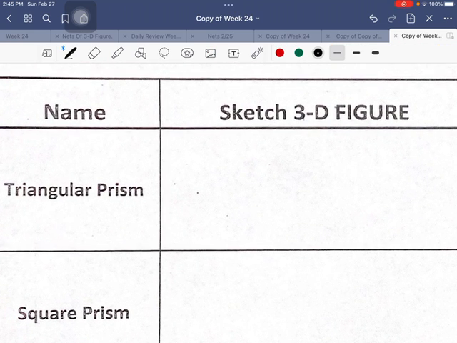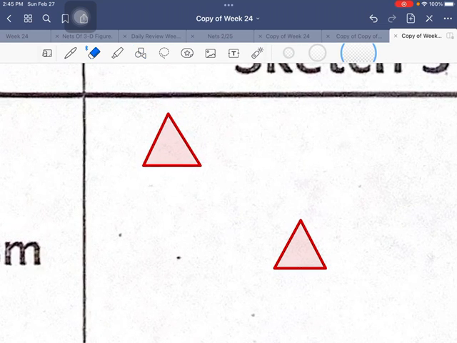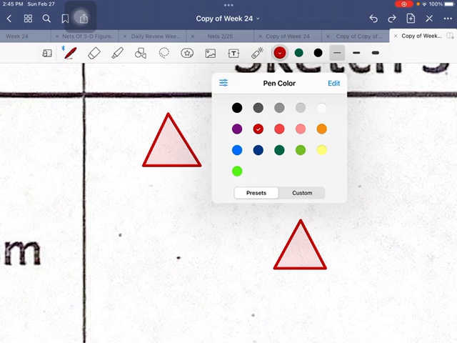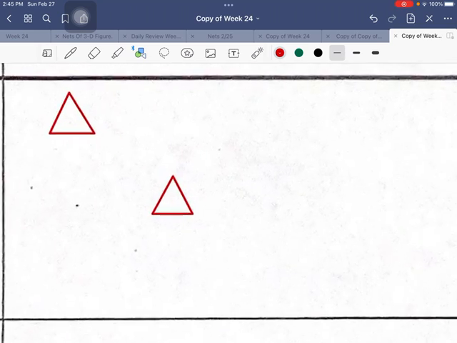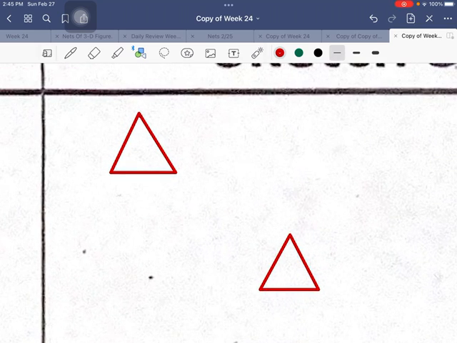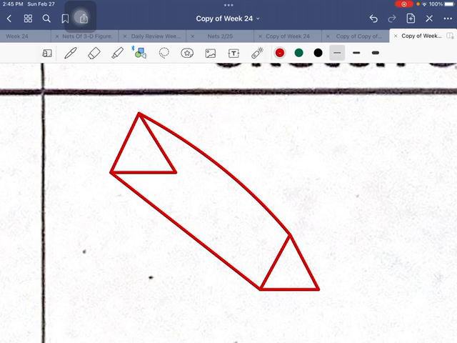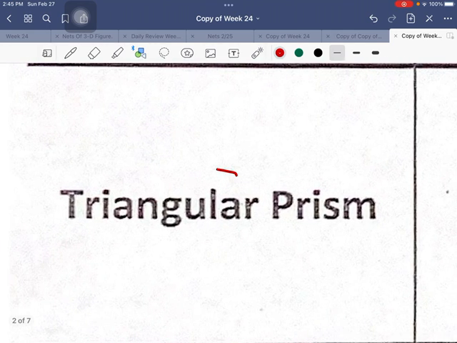The way you draw a triangular prism is first you do two triangles, and you do them separated from one another. Oh, that's too big. Let me erase the inside so that I can shade it yellow later on. Then, all you got to do is connect the same dots, the same vertices, with the same vertices. And this is a triangular prism.